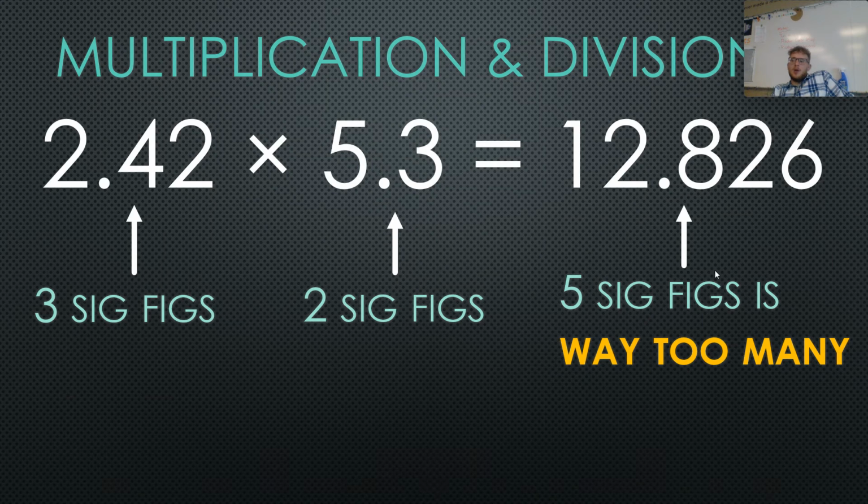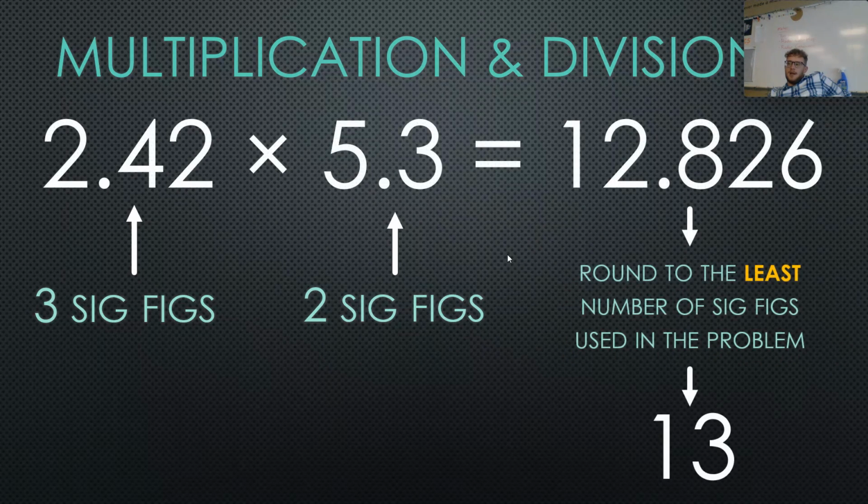Well, what do we round it to? We round our answer to the least number of sig figs in the problem. So I would have to round my answer to whatever my lowest number of sig figs were. Well, in this problem, I had 3 sig figs, 2 sig figs. 2 sig figs is the lowest number of sig figs I had in the problem. So unfortunately, that means that I got to round my answer to only 2 sig figs. So what's 12.826 rounded to 2 sig figs? It'd be 13. Okay.